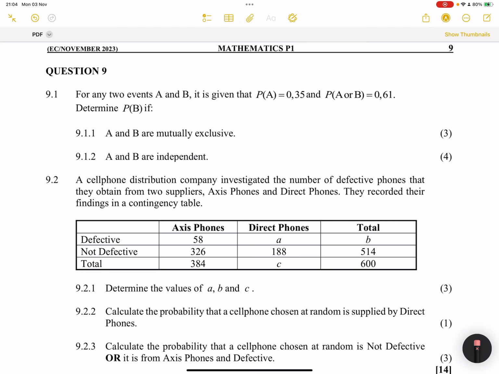So we're going to look at question number 9. We've already done questions 1 to 8. If you like, please go ahead and have a look at those before you start with this one.